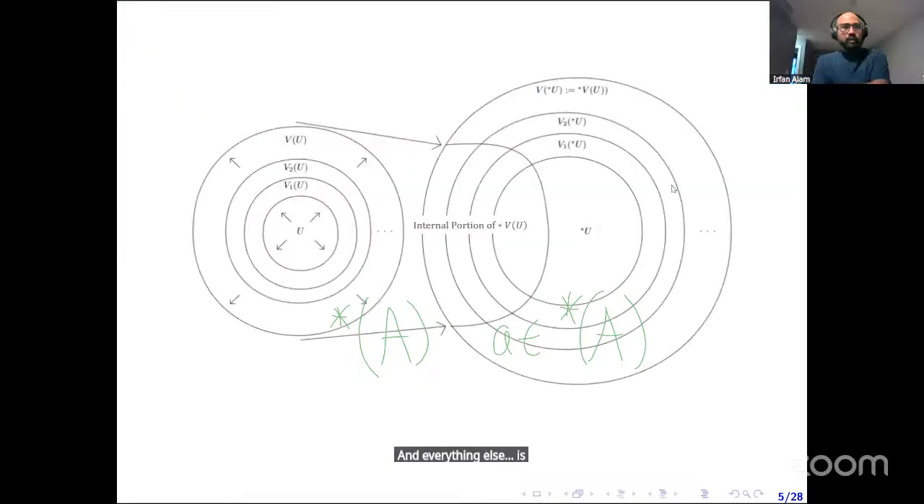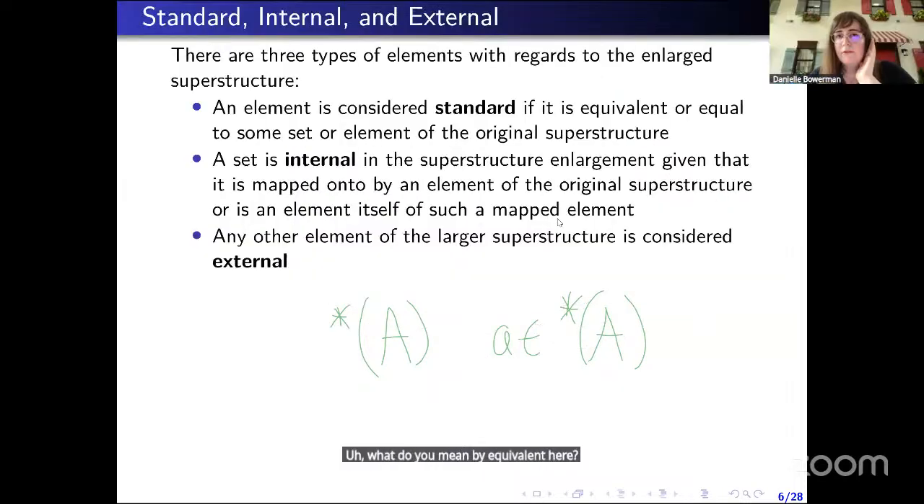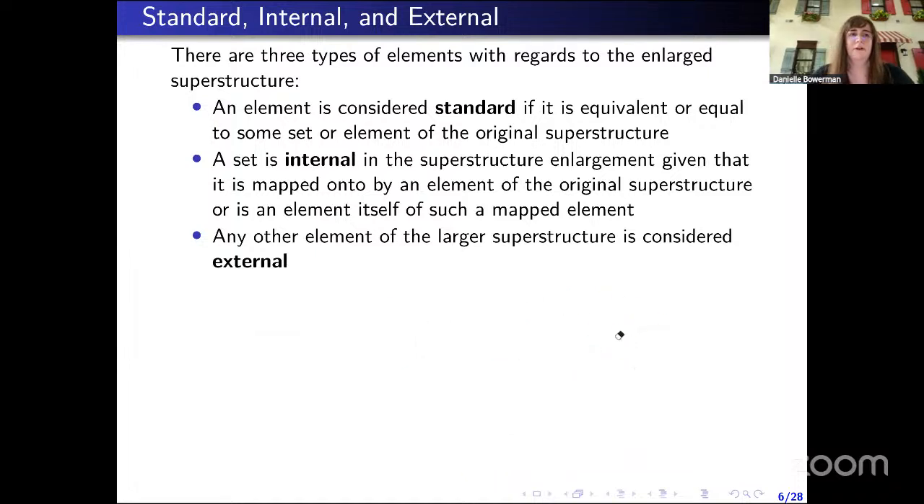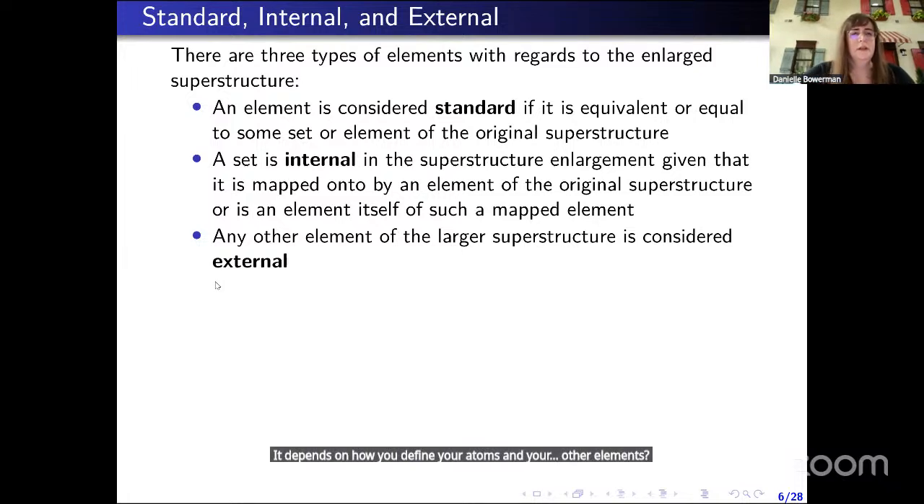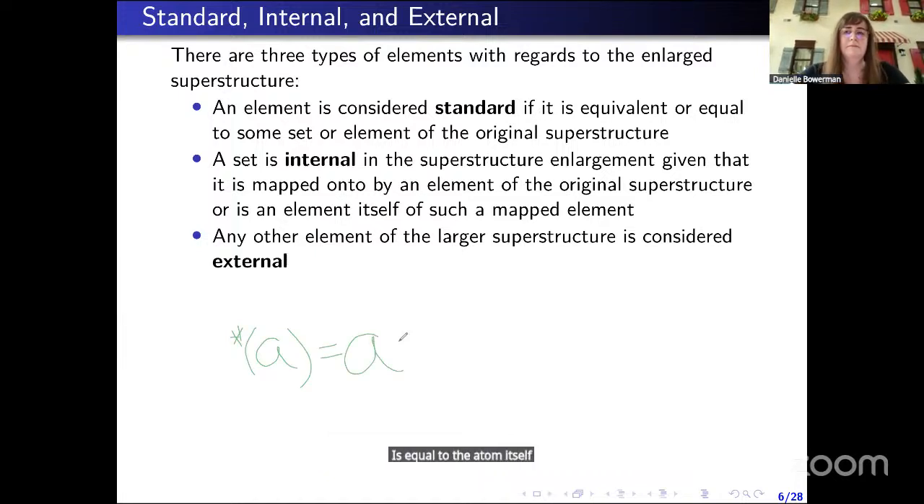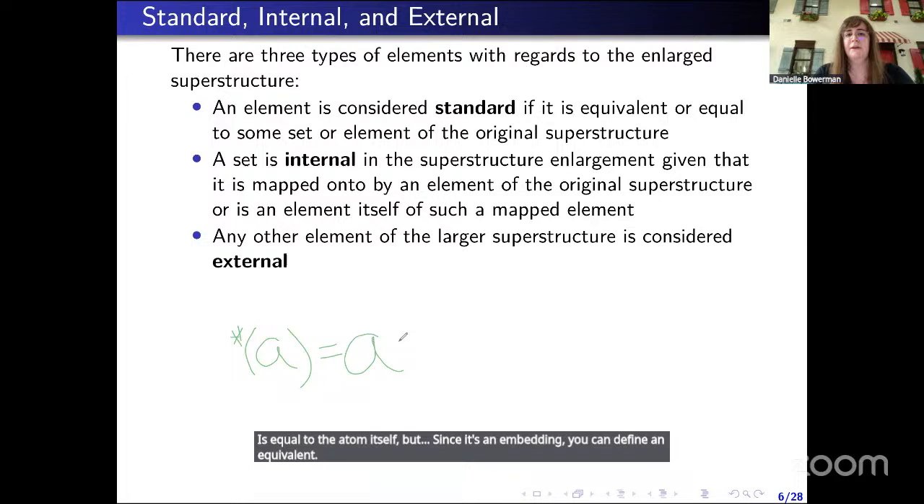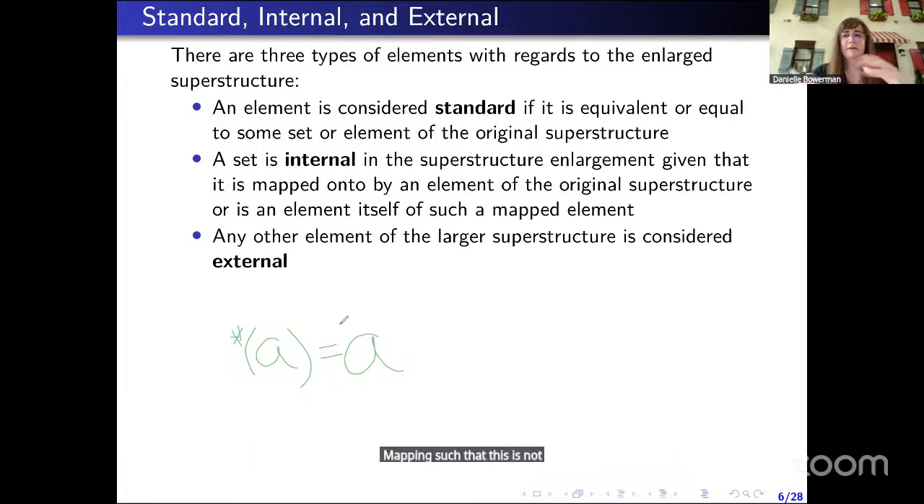What do you mean by equivalent here? It depends on how you define your atoms and your other elements. In our case, we're going to treat star of some atom as equal to the atom itself, but since it's an embedding, you can define an equivalent mapping such that this is not true in an outside-of-context sense.